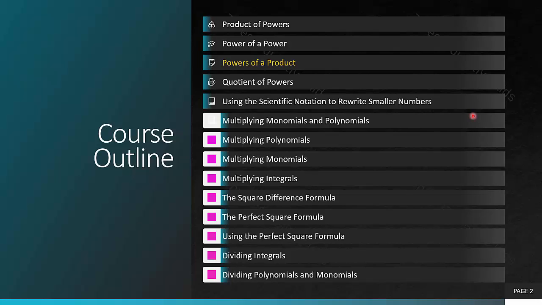In the next lesson, we're going to be learning the quotient of powers property, and then we're going to be learning how to use scientific notation to rewrite smaller numbers, multiplication with monomials, polynomials, and integrals. And then after that, we're going to be learning two very important formulas that will help you in future problems. They're called the square difference formula and the perfect square formula. And then after that, we're going to be learning how to divide integrals, polynomials, and monomials.